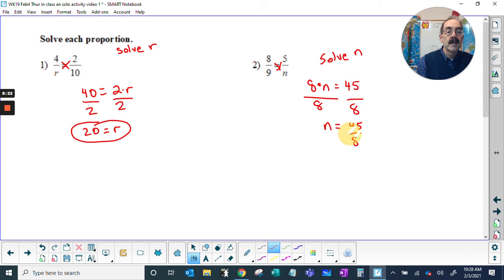If you want to use a calculator, go ahead. 5 times 8 is 40. 5.6 maybe, something like that.